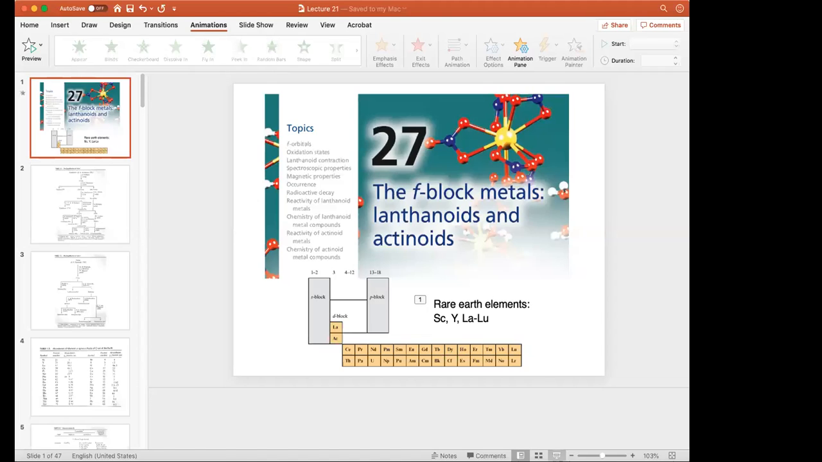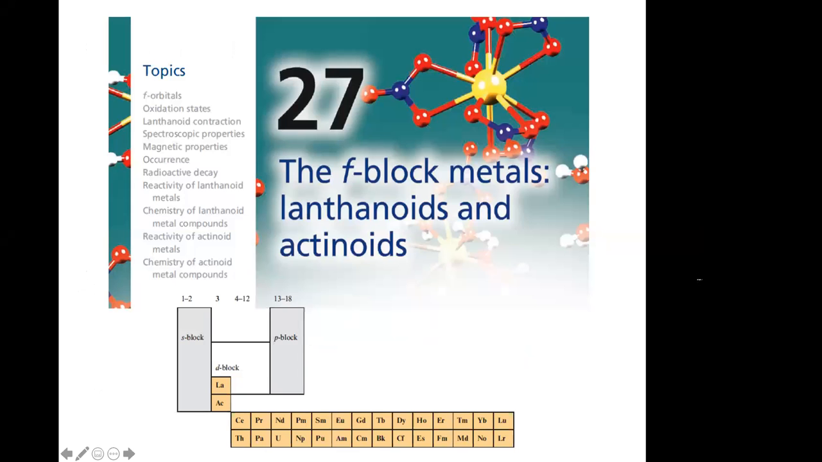So let me bring up the slides. This is really not a topic that's much covered in your textbook, so we've provided a chapter from an alternate inorganic chemistry book that does cover these elements in some detail. We won't go through everything contained here, but this is a good chapter for you to read.